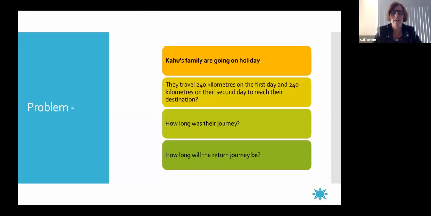Let's look at another problem that uses larger numbers. This is not a level 3 problem. Kahu's family are going on holiday. They travel 240 kilometres on the first day, and 240 kilometres on their second day to reach their destination. How long was their journey? How long will the return journey be? These larger numbers are easier to represent with place value blocks.